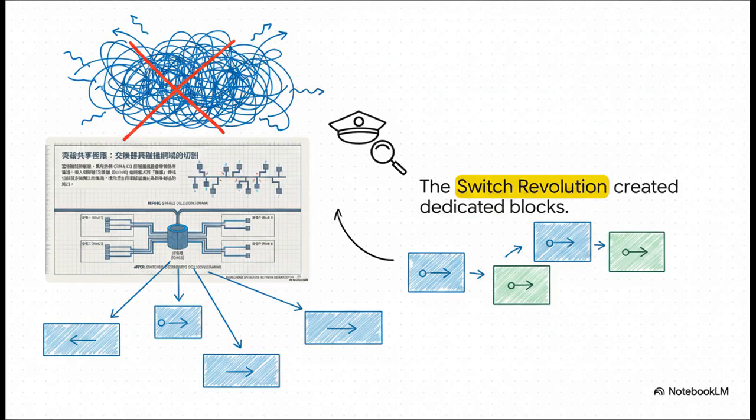We needed a game-changing architectural shift, and that arrived with the network switch. Instead of having all the computers sharing one massive, chaotic broadcast line where everyone hears literally everyone else, the switch comes in and acts like a highly intelligent traffic cop. It physically cuts up the network into isolated blocks, or what we call segmented collision domains. Now, if computer A wants to talk to computer B, the switch handles it directly. The rest of the network doesn't even hear a peep.